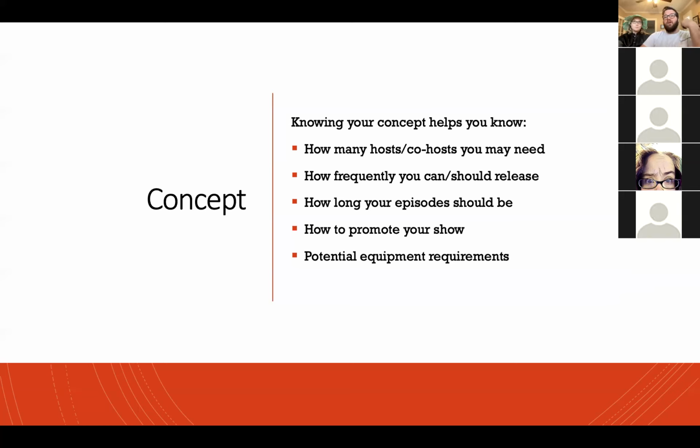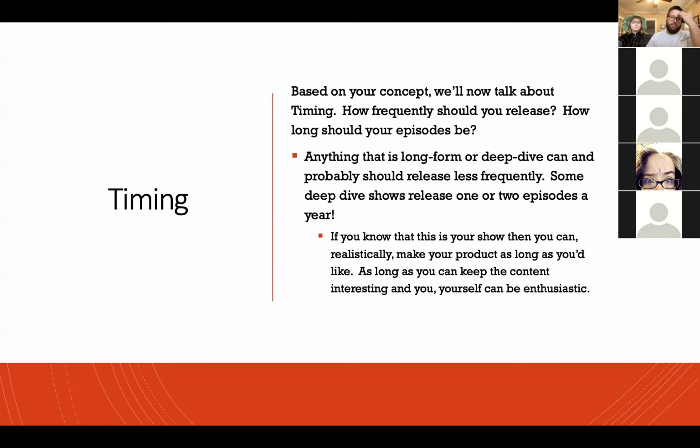So the next big thing is going to be timing. Once you know your concept, or at least broadly where you fit, we'll figure out timing and how often you should release, how long your episode should be. We talked about that a little bit. Just broadly stating here, anything long form or deep dive can and probably needs to release less frequently. Like I said, Hardcore History releases 2 episodes a year, if we're lucky. I think we got 1 episode last year. To be fair, it was a banger, but it was 1 episode.